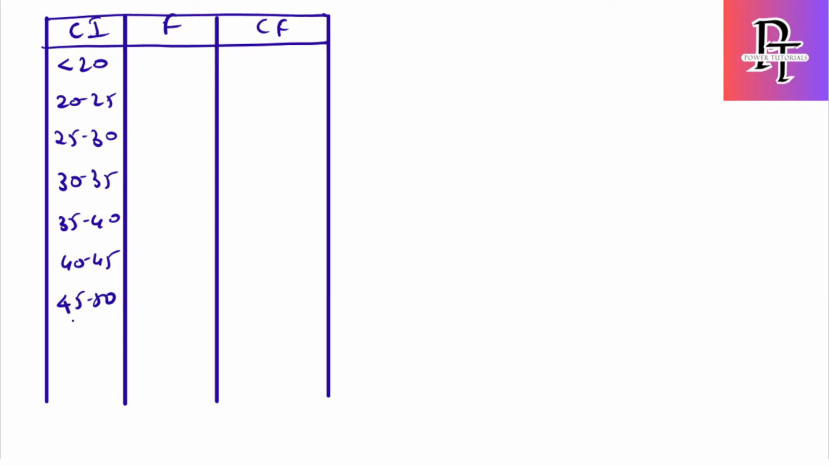Okay, what are those? Class interval, frequency and cumulative frequency. So the class interval, first one is less than 20, second is 20 to 25, third is 25 to 30, fourth is 30 to 35, next is 35 to 40, next 40 to 45, 45 to 50, 50 to 55, the last one is 55 to 60.